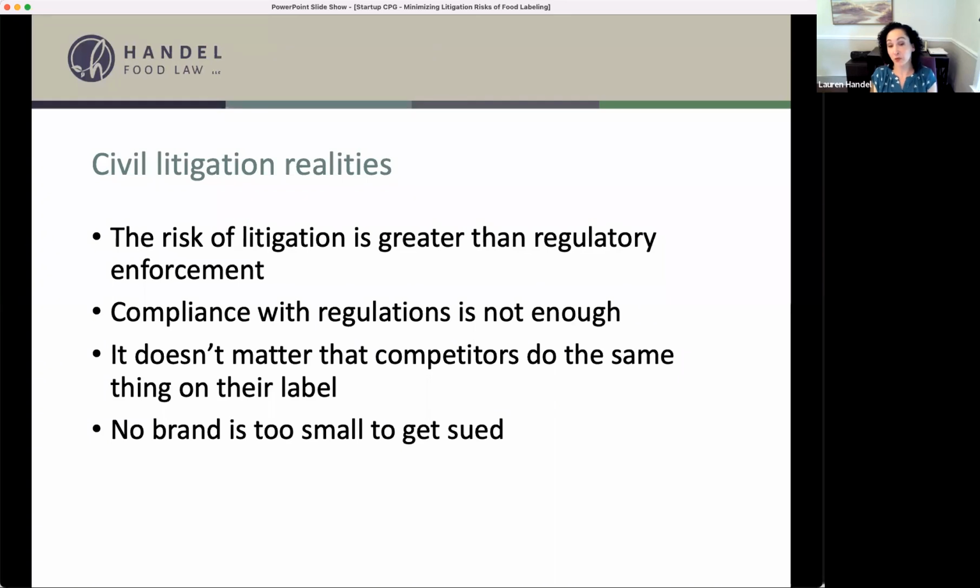And finally, no brand is too small to get sued. You would think that plaintiffs' lawyers, especially class action plaintiffs' lawyers, are targeting the deep pockets, and for sure they do. But there is a segment of the plaintiffs' bar that is deliberately targeting very small brands. I've had clients that just launched, clients that have really low levels of sales who get demand letters and are threatened with lawsuits. And this is an intentional thing.